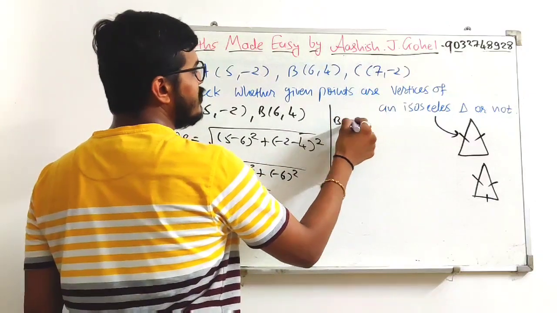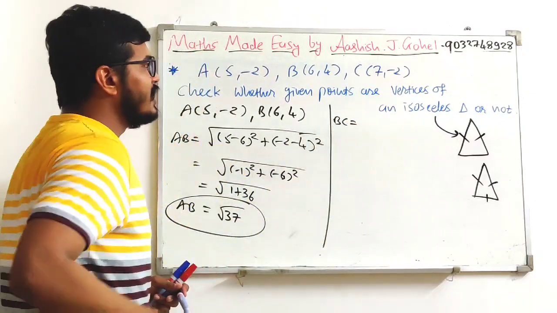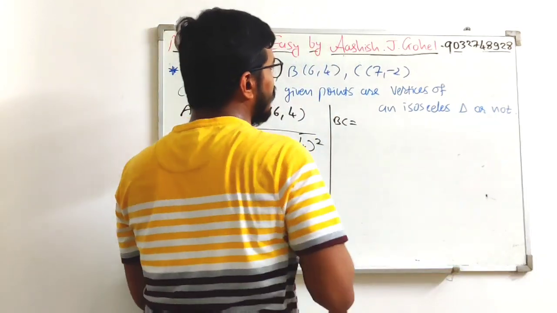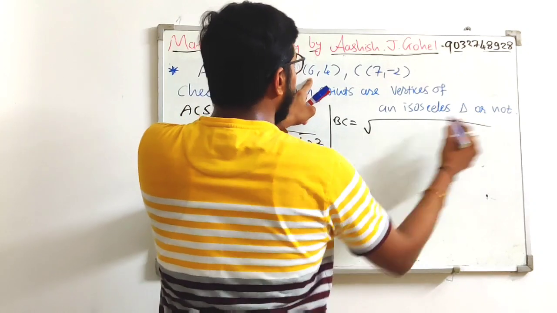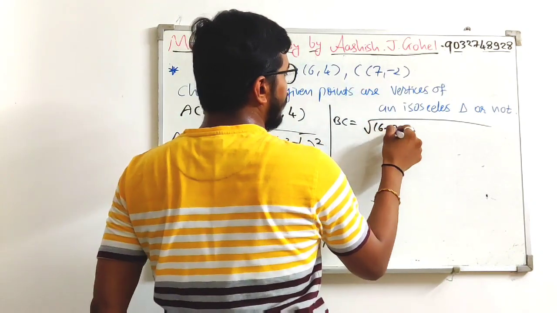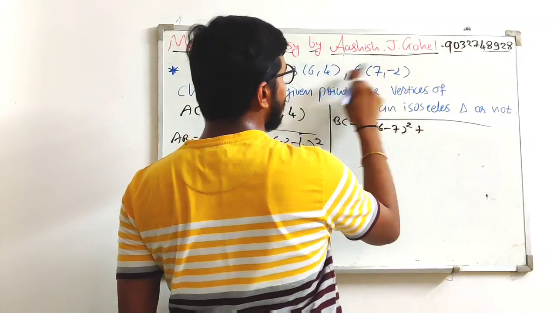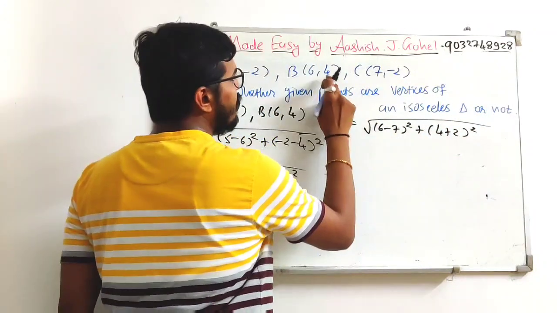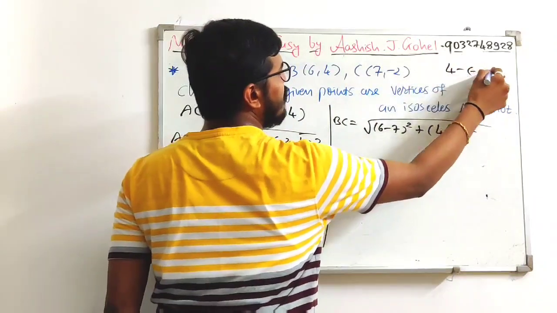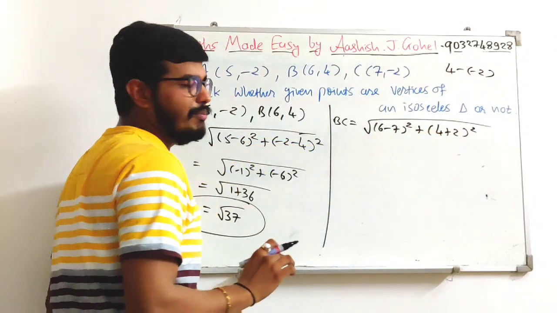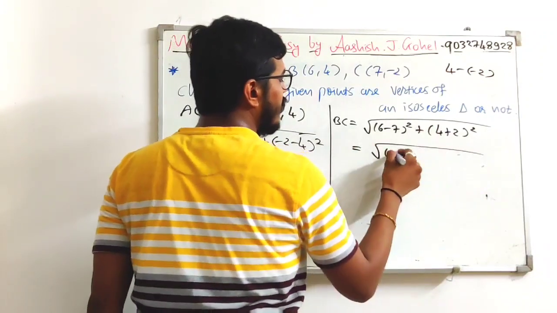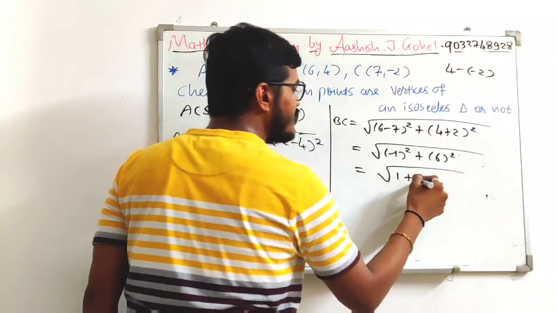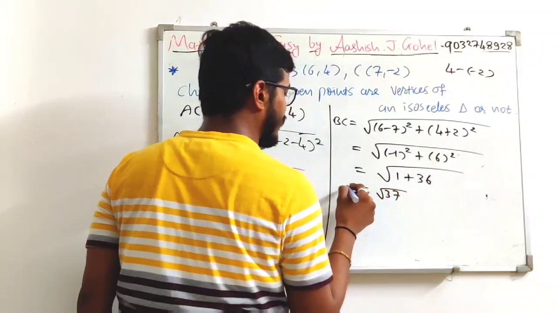Now we will find the distance between B and C. Here the square root of (6 minus 7) whole square plus (4 plus 2) whole square. Why have I put a plus over here? Because it will be 4 minus minus 2, so minus minus is plus. In between is the negative sign. So here (-1) square plus 6 square. So 1 plus 36, the answer will be root 37.